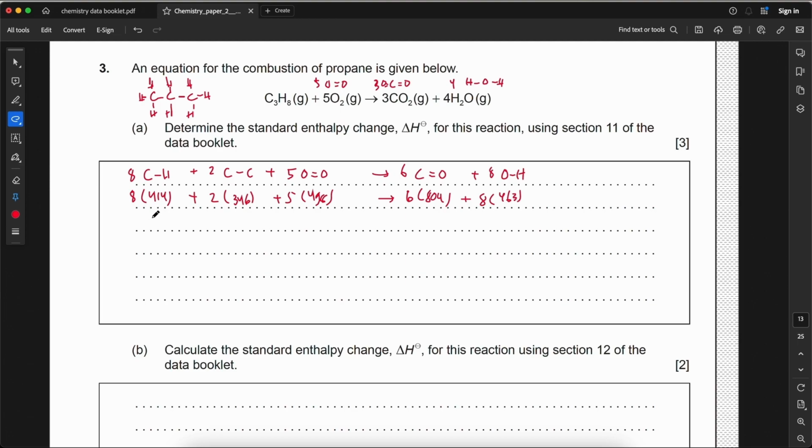Okay, so you've got 6494 and this one 8528. So delta H is 6494 minus 8528, you've got negative 2034 kilojoule.